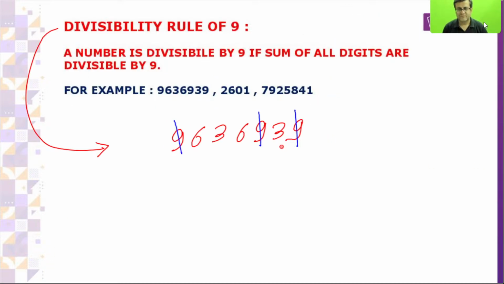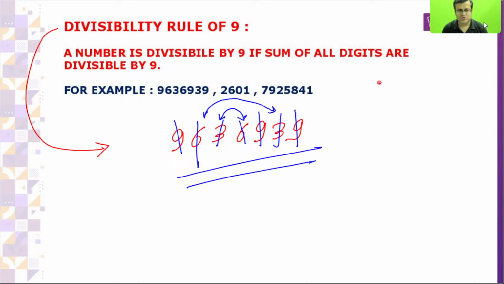x is 1. Now 6 plus 3. The sum of these two digits is 9, divisible by 9. So these two sum will be divisible by 9. Now 6 plus 3. The sum is 9. Complete number divisible by 9. Okay, beta. 2601. The number is not visible to you, whether it's divisible or not.